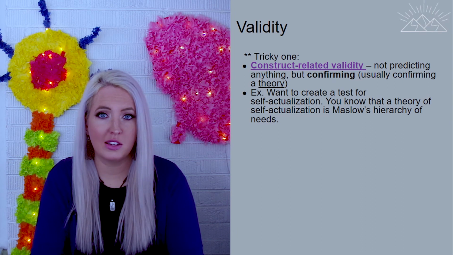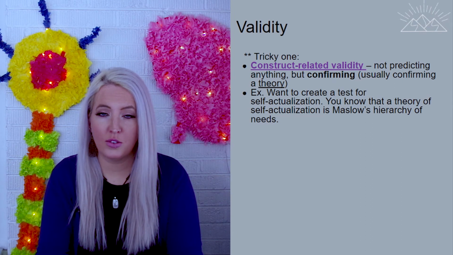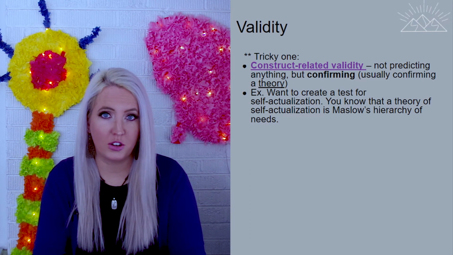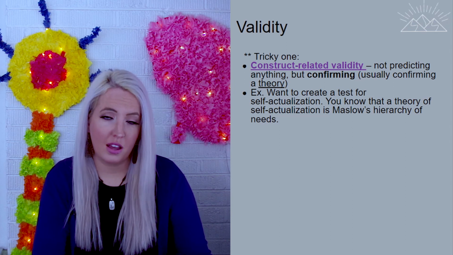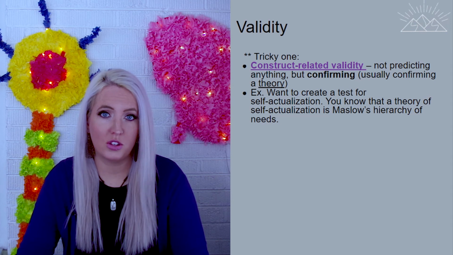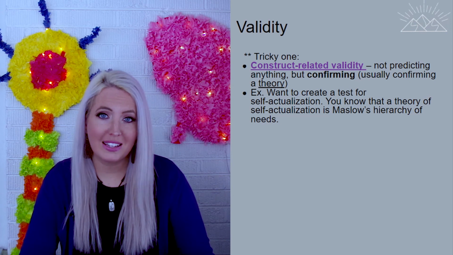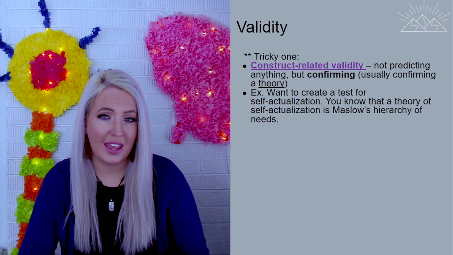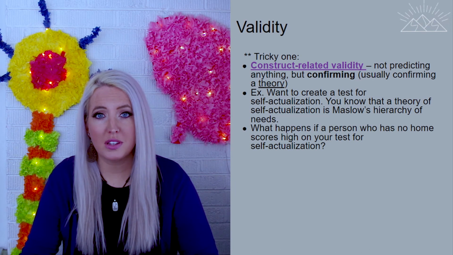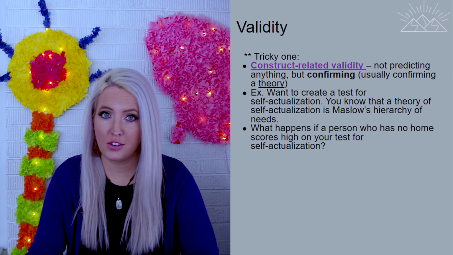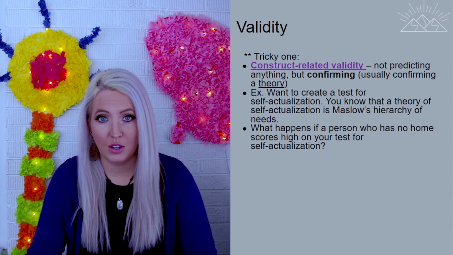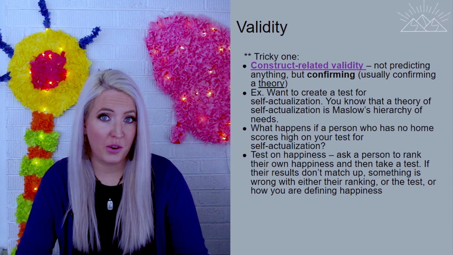An example of this would be to make a test for Maslow's hierarchy of needs to see if a person has reached self-actualization. We have a theory about what self-actualization is. Now we're trying to create a test that is going to confirm that. So with Maslow's hierarchy, if you remember, we can't be self-actualized if the first 4 steps haven't been fulfilled. So if a person takes the test and it says they're self-actualized, but they have no home, is the test accurate? Or is Maslow's theory wrong?